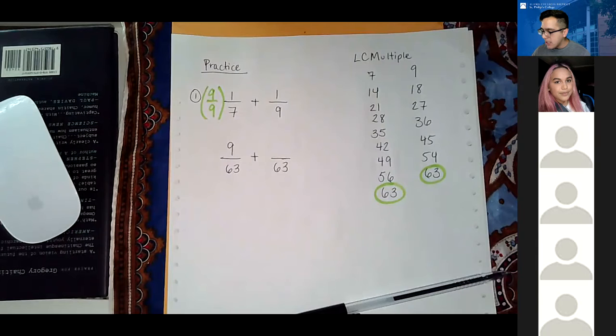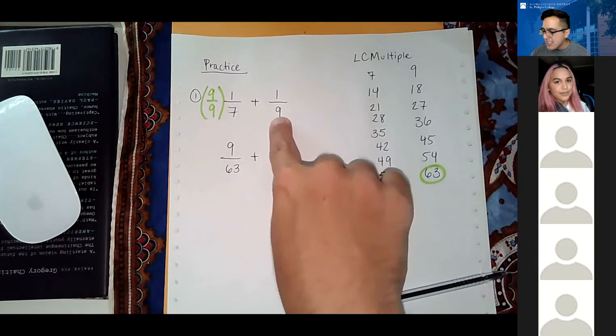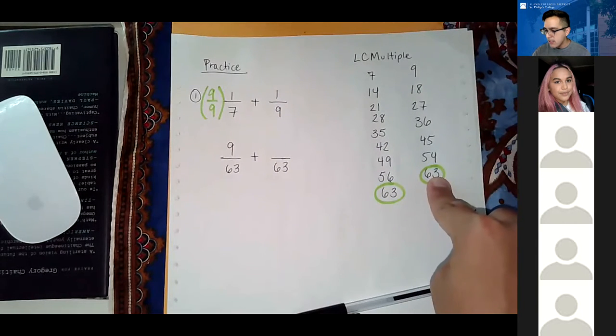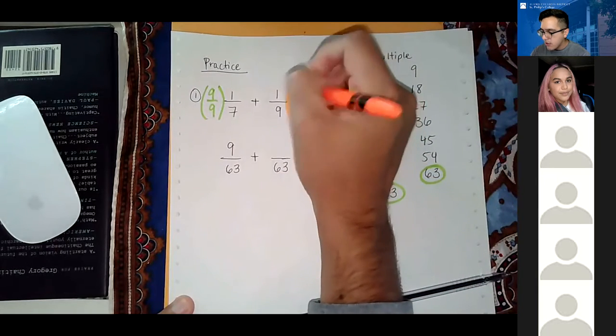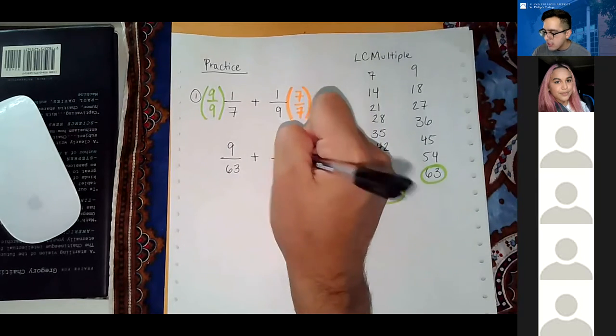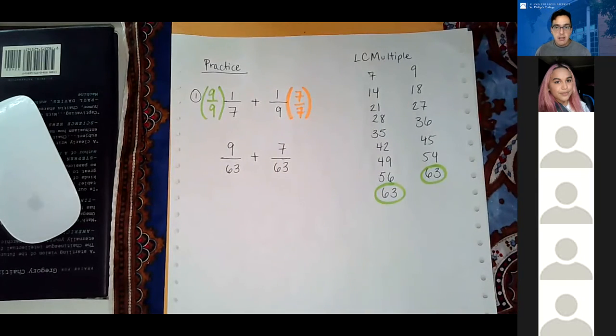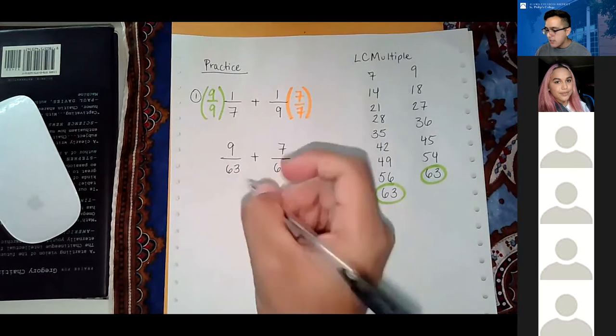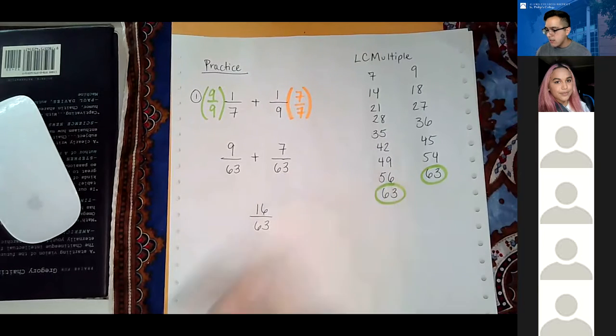And then I need to do that same thing over here, except this time 9 times something will give me 63. And it should be 1, 2, 3, 4, 5, 6, 7. So this should be 7 over 7, changing this fraction into 7 over 63. Now that I have a common denominator, I can go ahead and add 9 and 7, and I should get 16 over 63. And that does not reduce. I'm fairly certain. Starting to doubt myself. No, yeah, it doesn't reduce.